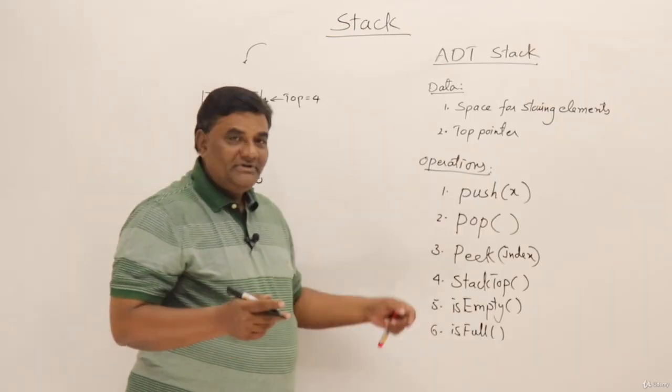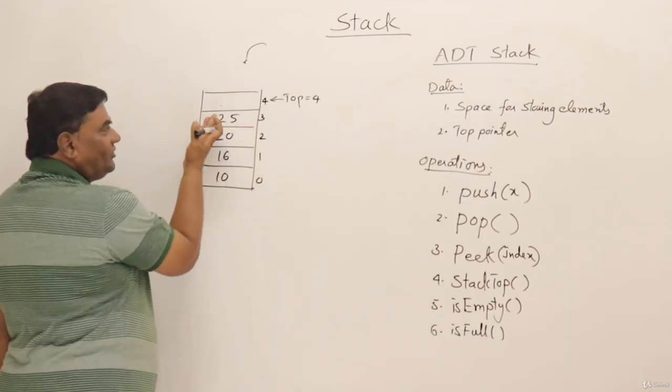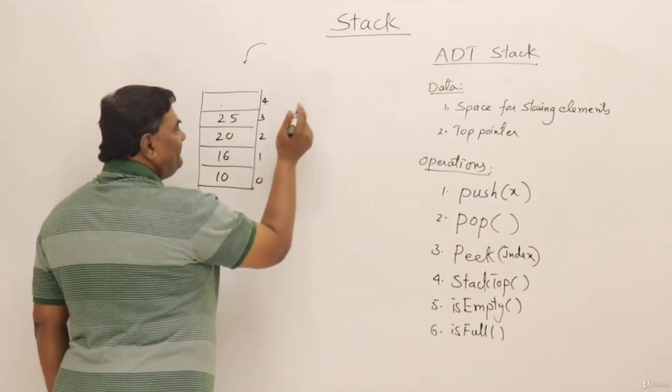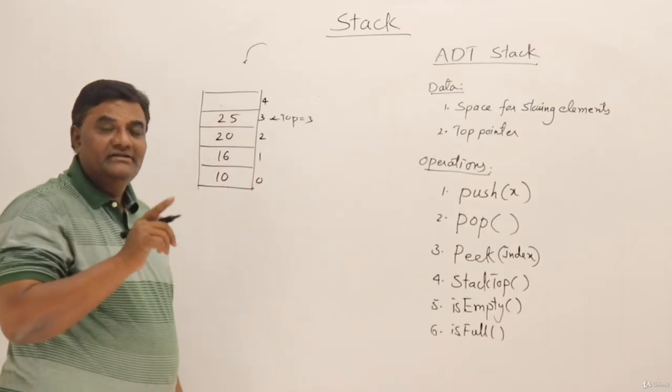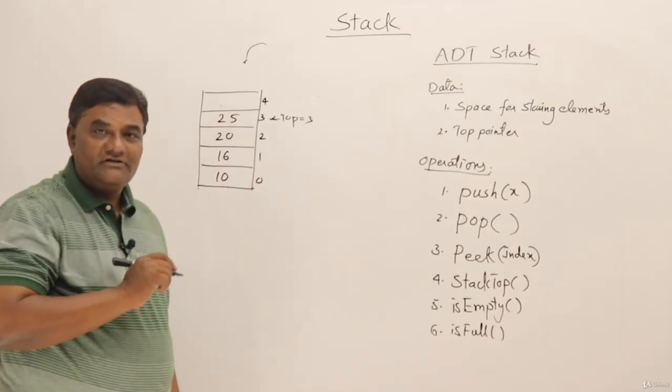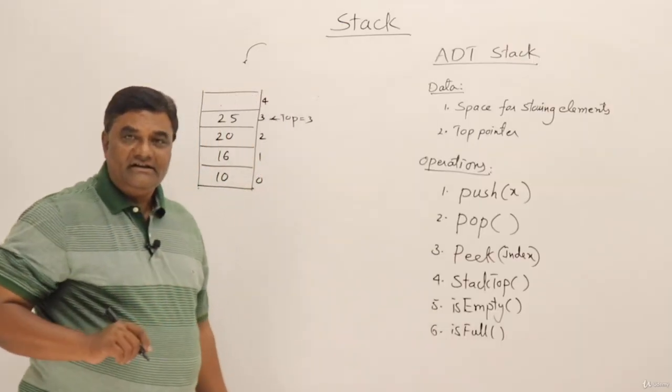The next is pop. Pop means deleting a value, taking a value out of the stack. If we take out a value, the topmost value will go, and the next topmost value is this one. So top will point at whichever is presently the topmost value. Then peek means knowing a value at a particular index.